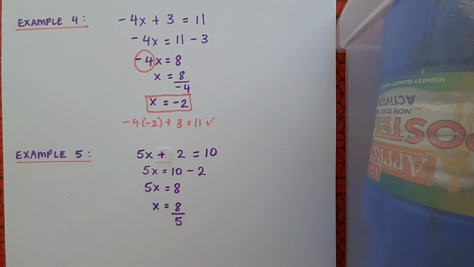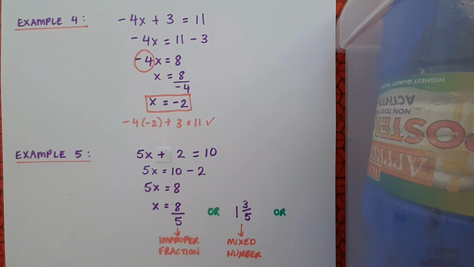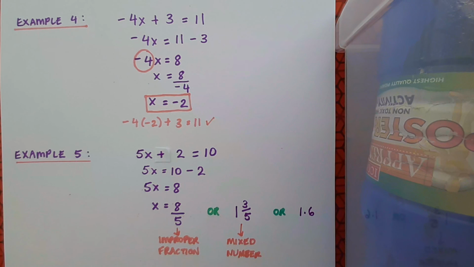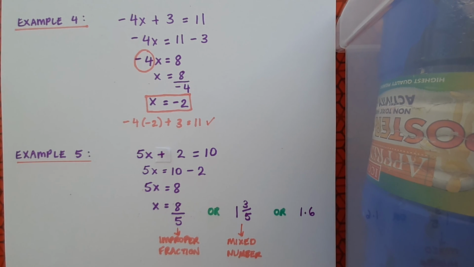And there's a couple of ways of presenting my answer in this case. I can write it as 8 over 5. Can you remember the name that I give to this type of number? So it's an improper fraction. It's fine to leave your answer like this. You could also write your answer as 1 3/5. Again, can you think of the name for this type of number? This one's a mixed number. Or you could write it as a decimal, in which case you could write it as 1.6. Any of these are totally fine.